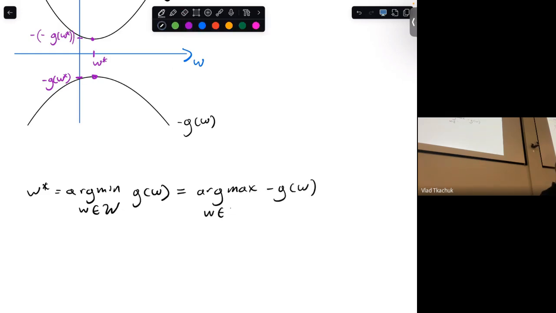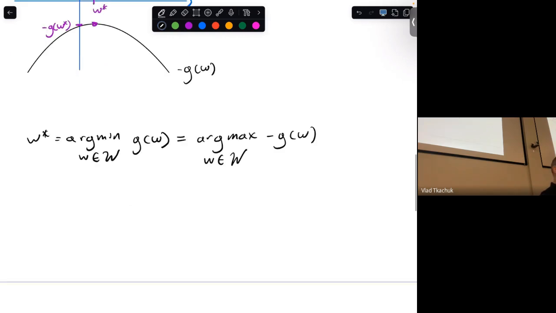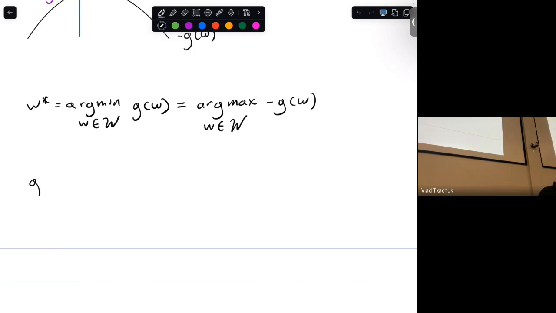And this always holds true. And if you want the corresponding minimum value, which is not the minimizer, if you want the actual minimum value, well, we've seen that g of w star will give you the minimum.